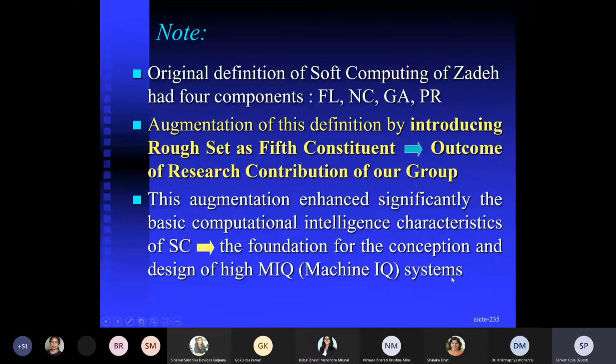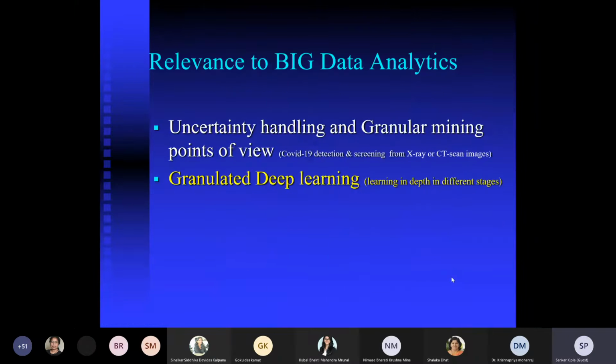The third portion is relevant to big data analytics that we have been talking about for more than a decade, as I mentioned to you. So here, from the uncertainty handling and granular mining point of view, what we have explained can be considered. And today we have COVID-19 detection and screening from X-ray and CT, where these techniques have been widely used for the last two years. We have seen so many papers coming out.